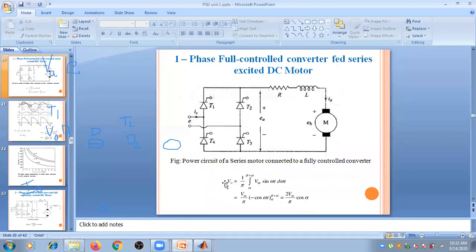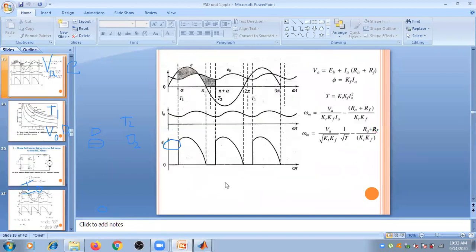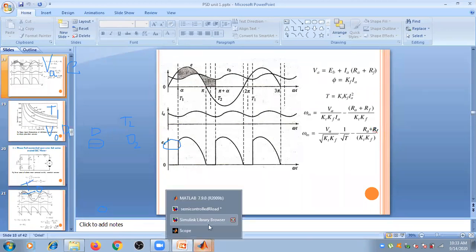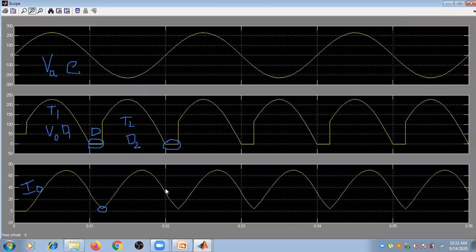Full semi, right? So now you can see this is the voltage waveform and this is the current waveform. Here this current waveform has less ripple. However, that ripple completely depends upon the inductance value. Here in our converter, the current ripple is more because the inductance value is less. So that is the reason why the current ripple is more.